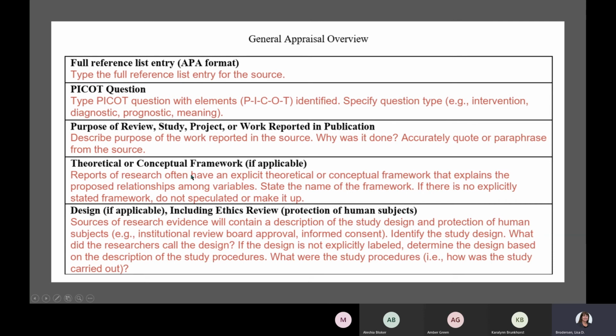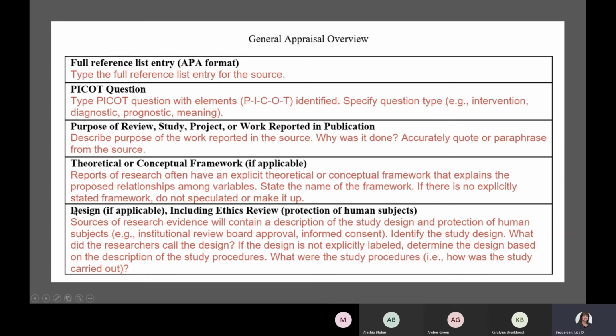Next is the theoretical or conceptual framework. And we note that if applicable, because often you'll see reports of research that do not have a theoretical or conceptual framework. And that doesn't mean that they aren't based on a theoretical or conceptual framework. It just means that the authors did not include a description of that framework in the publication. So if they don't state what it is, you don't have to speculate on what the framework is. You can just simply write that it was not stated or was not identified. So don't speculate or make it up.